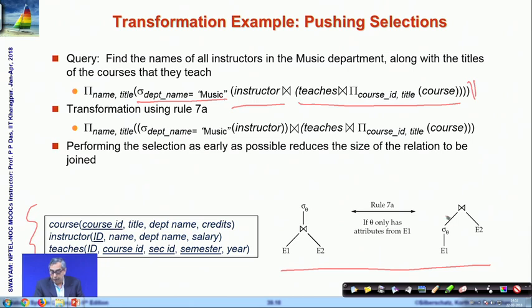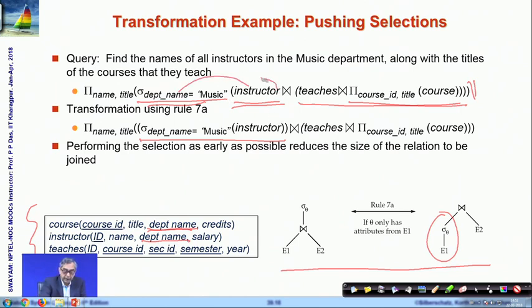But you would be able to do this select early, because it involves the attribute department name, which is an attribute of instructor alone here. So, you should be able to first do this selection. Mind you, here courses also show that there is an attribute department name, but actually the courses is being used after projection. So, after projection, in the projected relation there is no department name. So, department name is involved only in the instructor.